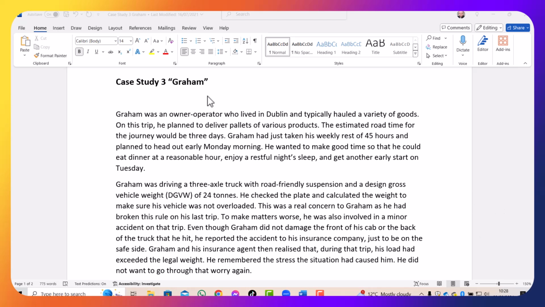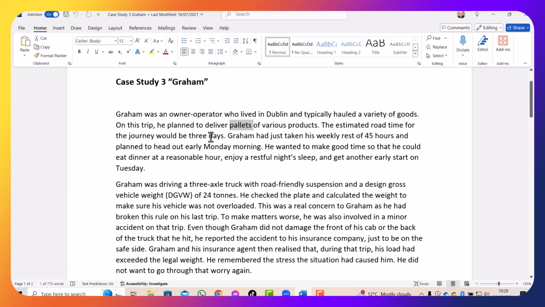Graham was an owner operator who lived in Dublin, and typically, which means usually, hauled a variety of goods. So usually hauls lots of different stuff. Okay, that's very helpful, thanks. On this trip, he planned to deliver pallets. What's the size of a pallet, Matt? 800 by 1200. Yes, that's a European pallet. So we're going to assume these are European pallets of various products. The estimated road time for the journey would be 3 days.